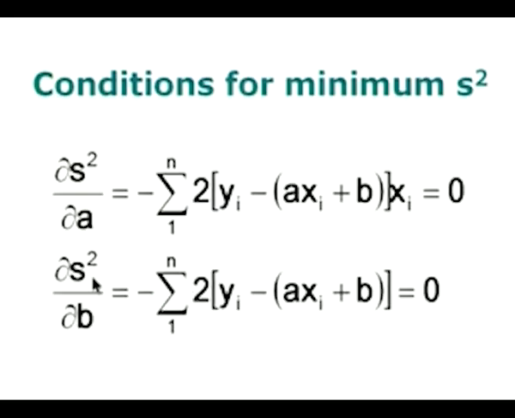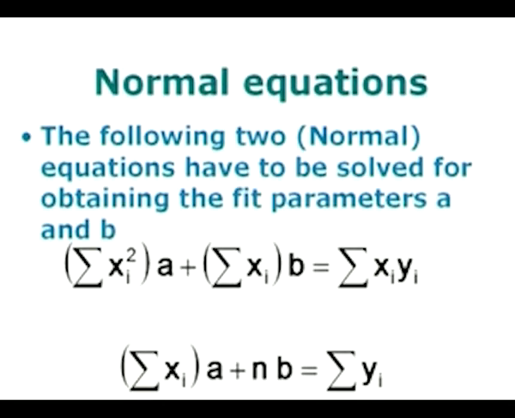Similarly, if I take the derivative with respect to b, I get the second equation: sigma 1 to n of 2 into (y_i minus (a x_i plus b)). With respect to b, this gives you just 1 with a negative sign, and that is equal to 0. So, I have got two conditions for the minimization of the sum of squares, and these lead to two equations.